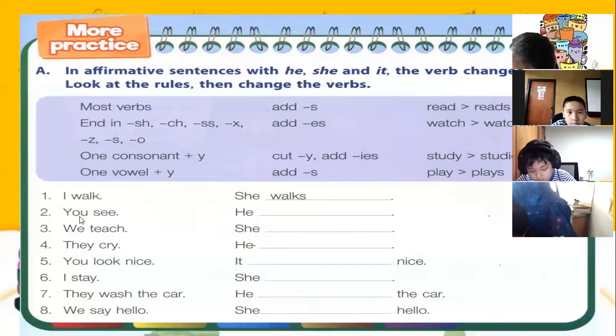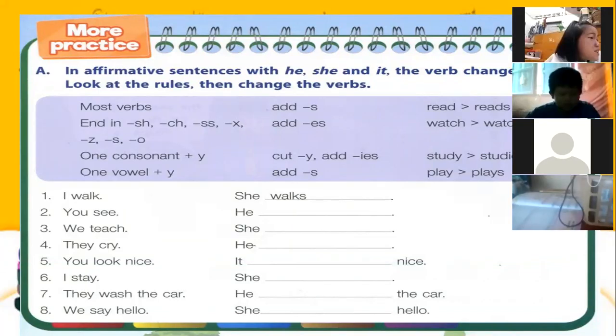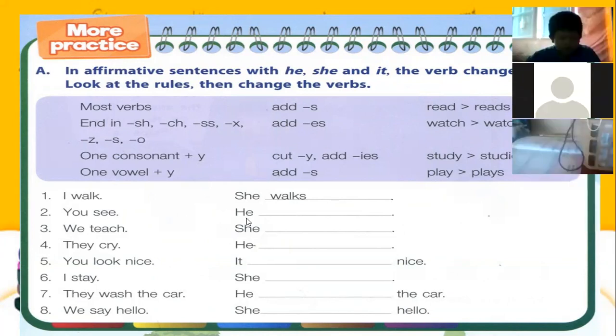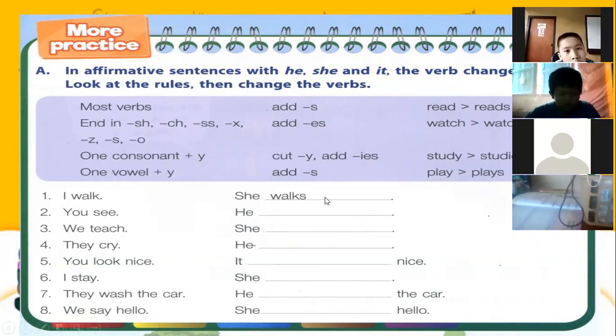Now we have you see. He, she, it, we are going to add S or ES. Anyone can answer? He, what will be the verb? The verb will change to? He sees. That's right. S-E-E-S.